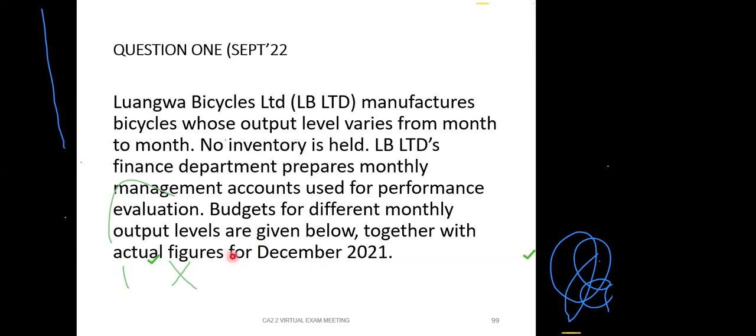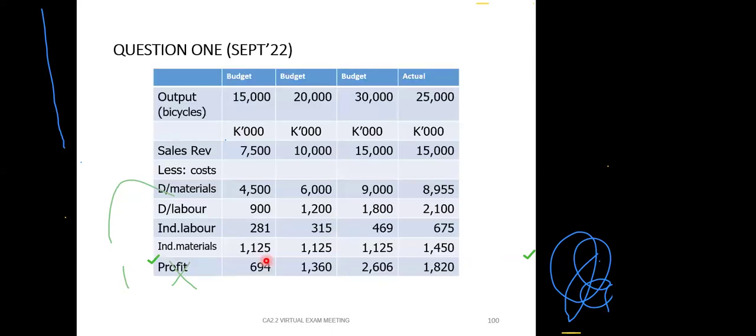Together with actual figures for December 2021. That was the question there. So these are the actual figures. Then those are budgets at different activity levels. Activity levels are 15,000, 20,000, 30,000. Then the actual activity was 25. So those are the figures.